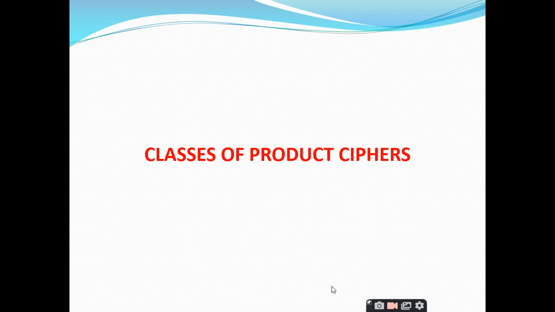And the next topic which we are going to discuss is the classes of the product cipher. So we have basically 2 classes of this product cipher. These classes or these categories are based on whether we are using the invertible components or non-invertible components in our cipher technique.